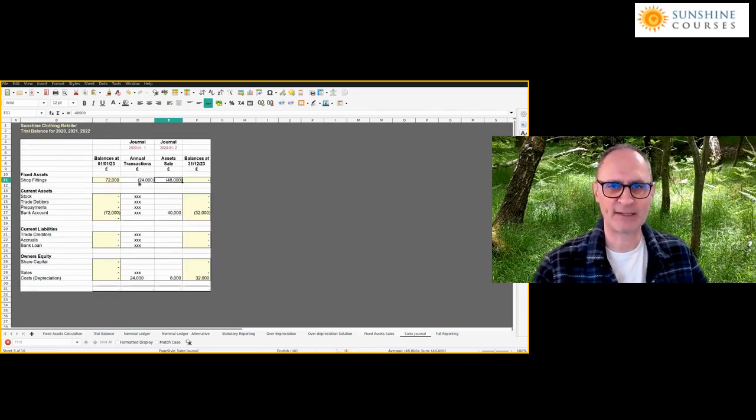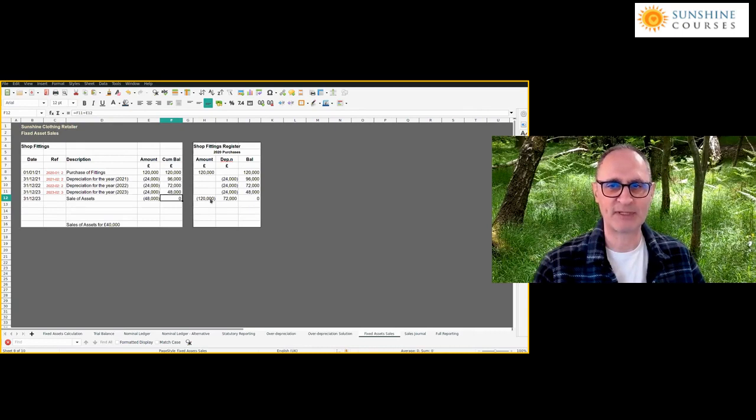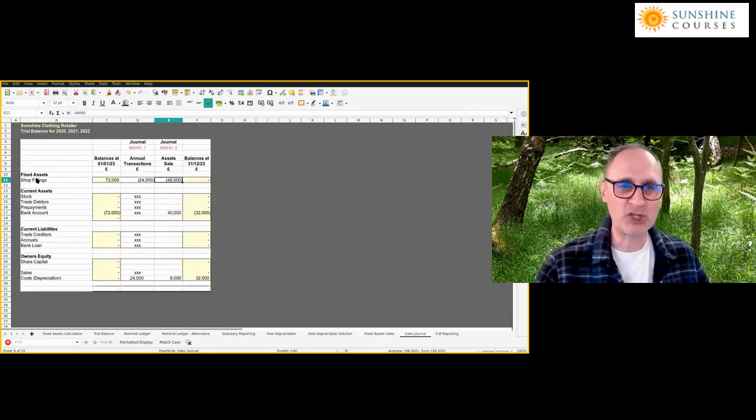On the trial balance, we started off at the beginning of 2023 with £72,000. We depreciated £24,000, but now the whole of the £48,000 that we've got left is no longer an asset, is no longer to be carried forward. So we need to reduce the assets by £48,000. And if we look back at the register, that £48,000 represents cost of £120,000 and accumulated depreciation of £72,000.